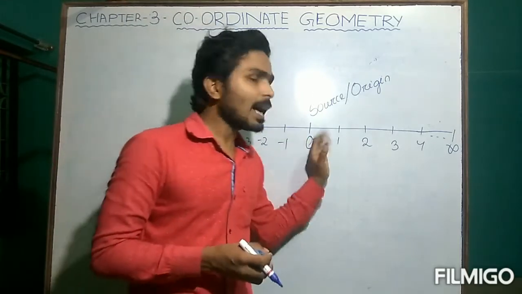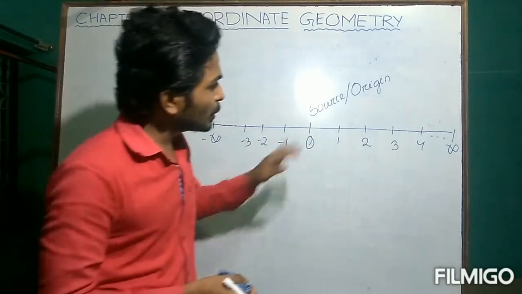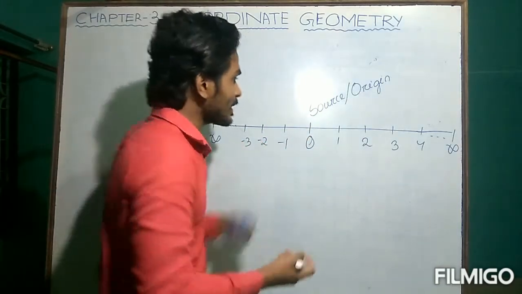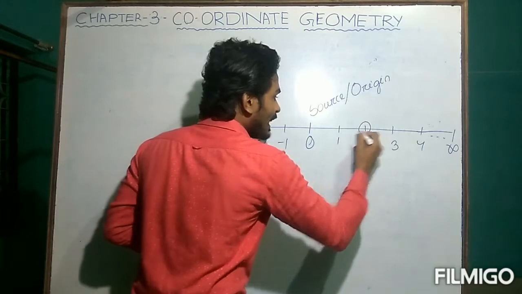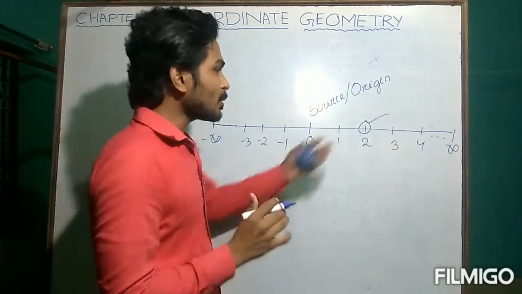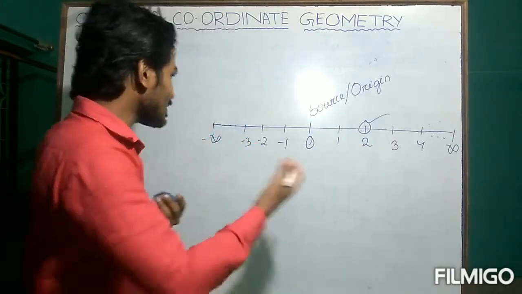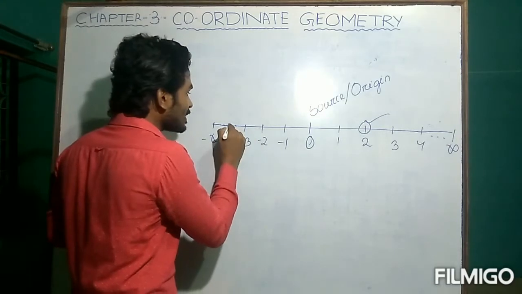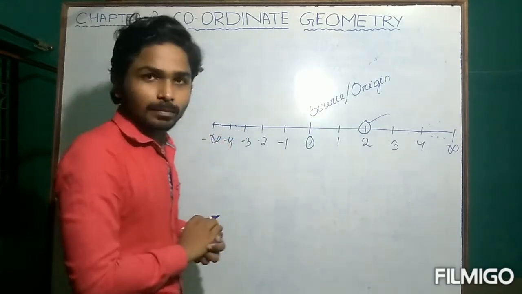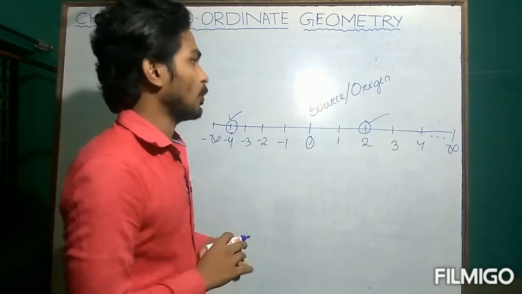Now if someone asks you to find the exact position of 2, can you represent 2? Yes, 2 is towards the right of 0, and this is the exact position of 2. If someone asks you to find the exact position of -4, can you represent it? Yes, because after -3, -4 also comes. So this is the exact position of -4.